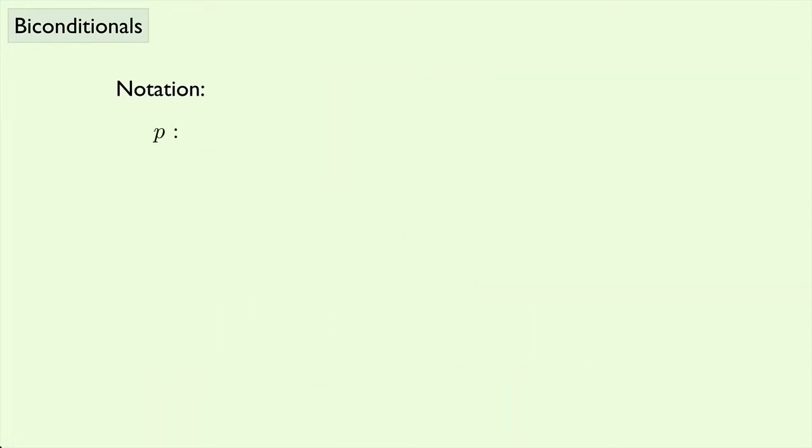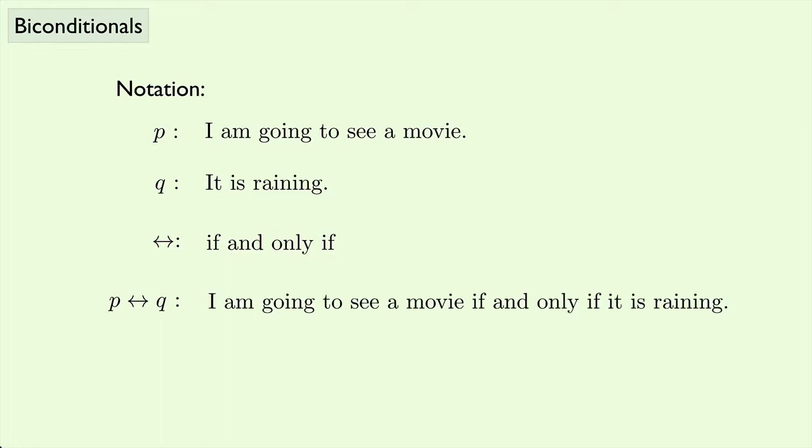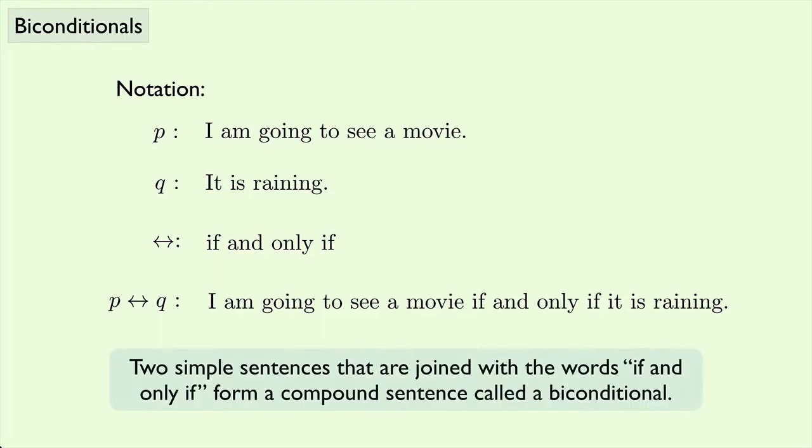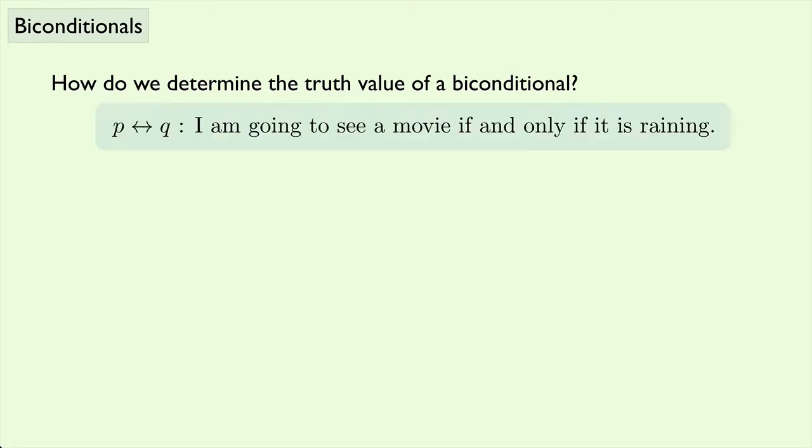So let's look at some notation. I'm going to let P represent I am going to see a movie. Q will represent it is raining. And then I'm going to use a little double arrow, and that's going to represent if and only if. So if I have P double arrow Q, that's I am going to see a movie if and only if it is raining. Two simple sentences that are joined with the words if and only if form a compound sentence called a biconditional.